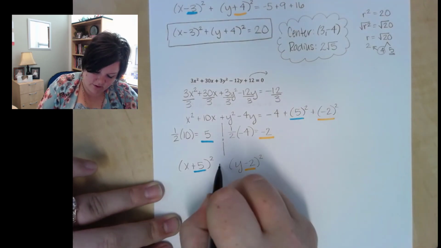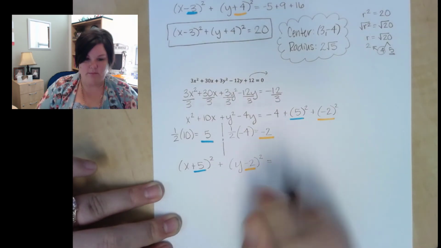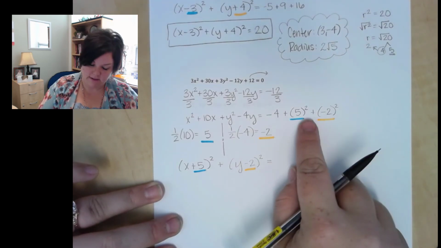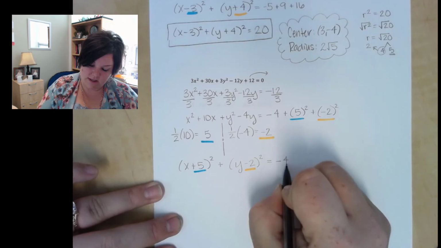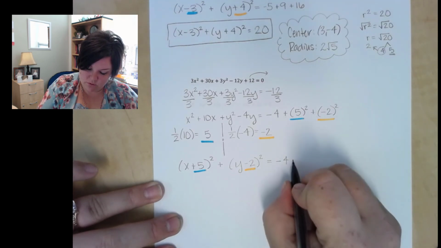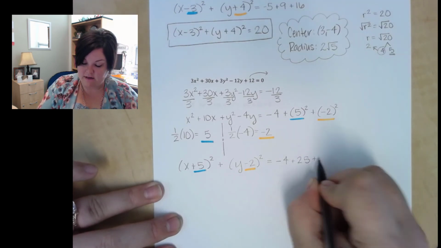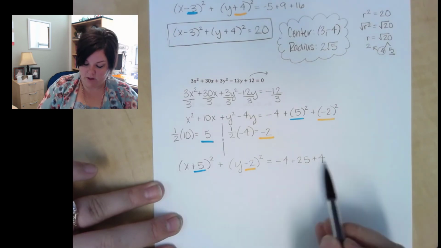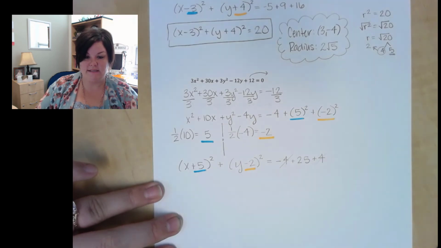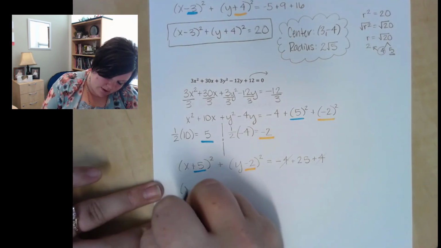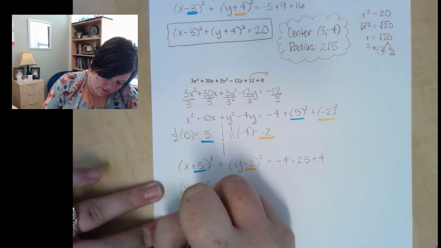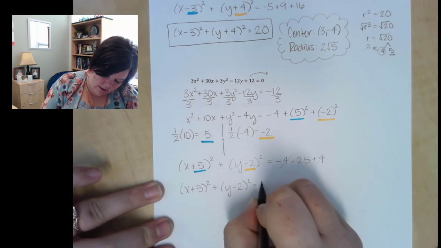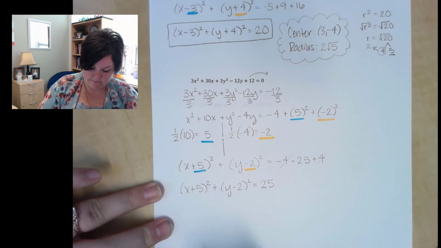All right, so we have our two squared quantities on the left-hand side, and on the right-hand side, we just need to simplify. So we have the negative 4 that was already there, the 5 squared, which gives us 25, and the negative 2 squared, which gives us a 4. Notice here we have a negative and a positive 4, so those combine to 0. So we end up with x plus 5 quantity squared plus y minus 2 quantity squared equals 25.